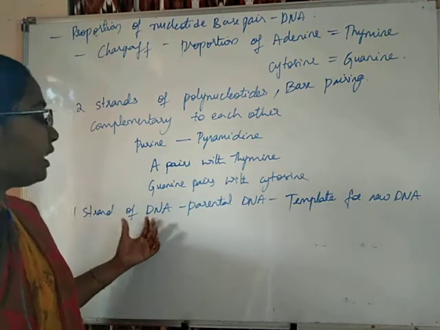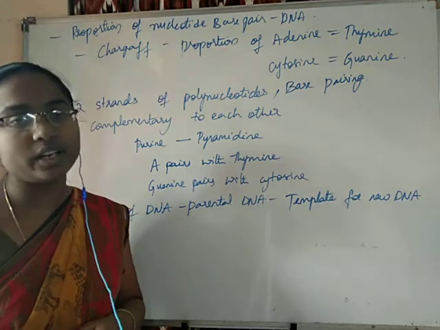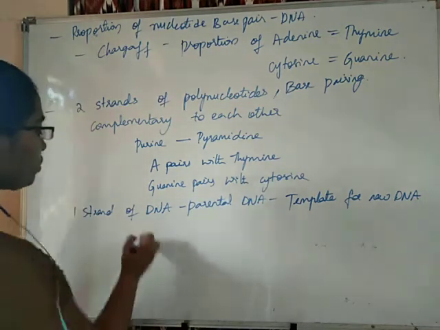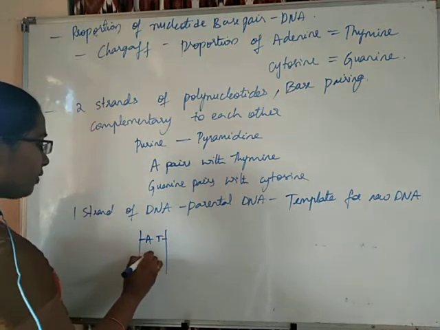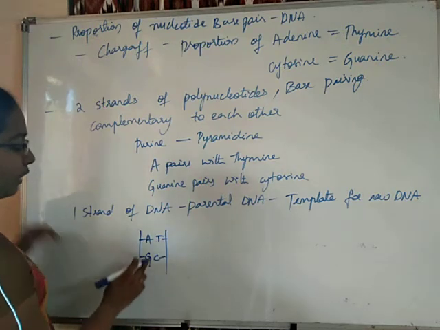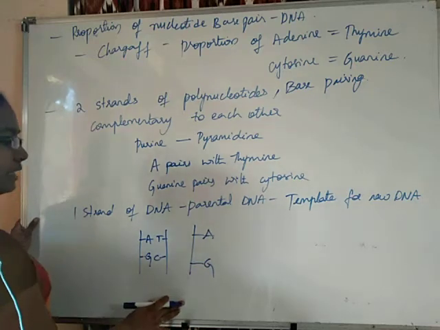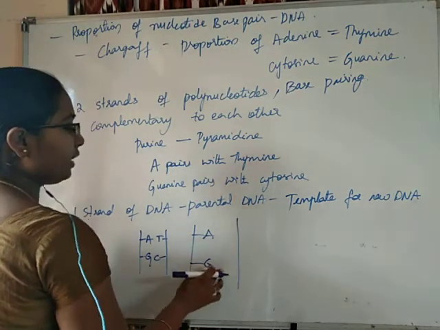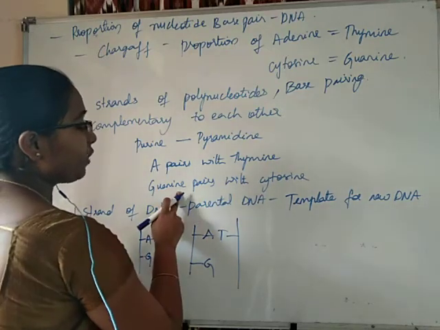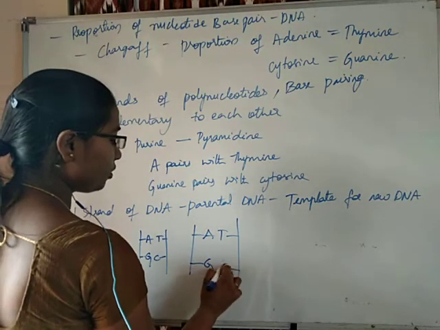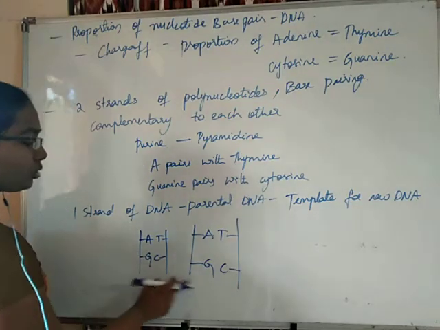So one strand of DNA acts as a template for new DNA, which means exactly the original kind of DNA will be produced. For example, on one strand there is A, T, G, C. If you take this strand as the template, then on the other side, A will pair with thymine, so T will be produced. Guanine pairs with cytosine, so C is going to be produced. So these two DNA are the same, right?